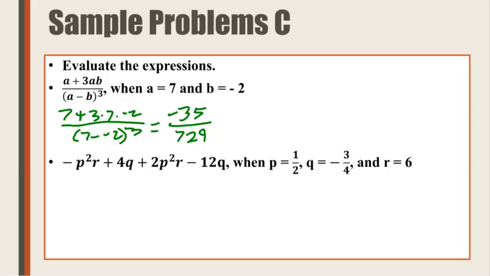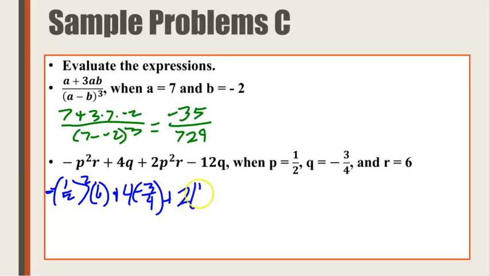Next one, we got a negative, and then I have 1/2. And I need to square that times our r, which is 6, plus 4 times q, which is negative 3/4, plus 2 times p, which is 1/2, squared, times r, which is 6, minus 12 times q, which was negative 3/4.